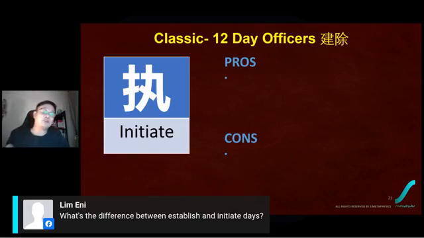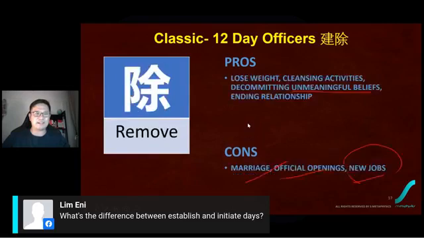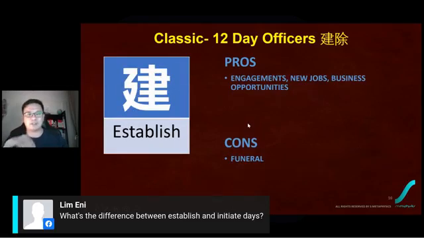What is the difference between establish and initiate? Let's go back to establish, down here. Establish is about many people engagement, new jobs. You are trying to build foundations, so as to be better off down the road.